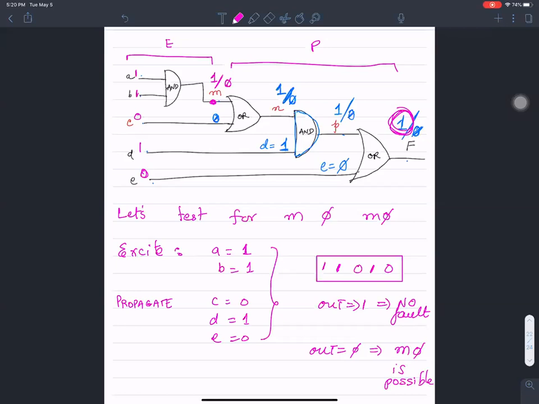Questions, please. What questions do you have? So let me say, no fault is a wrong thing. M0, not present. So this fault of M0 is not present if I see an output of 0 in response to an input, the input test pattern. Questions?